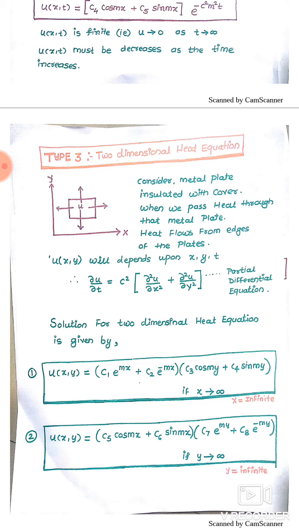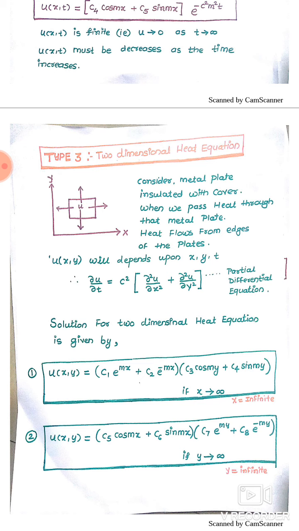And if we pass heat through this metal plate, what happens? Heat flows from the edges of the metal plate. So this u(x,y,t) depends upon x, y and t. x is nothing but distance, and y as well, because we have considered a metal plate. So our edges of the metal plate are in the x direction as well as in the y direction. That's why u depends upon x, y and t.